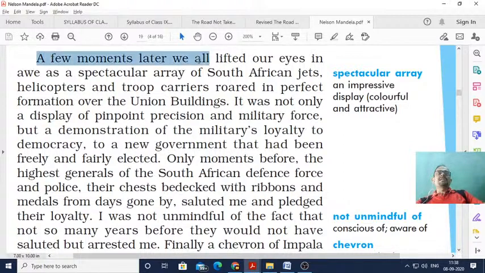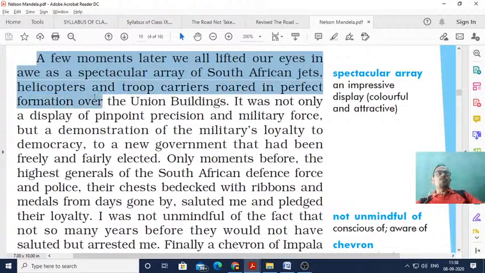A few moments later, we all lifted our eyes in awe, as a spectacular array of South African jets, helicopters and troop carriers roared in perfect formation over the Union buildings. You might have seen the Republic Day celebration also. It happens: helicopters, Air Force people, Army people, they hover over the sky.